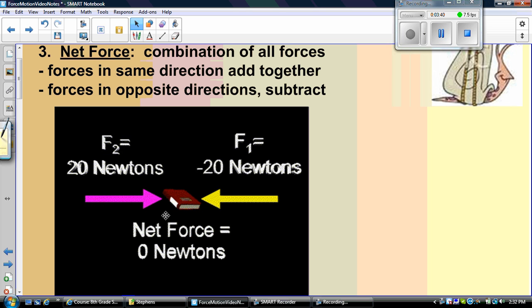If you look at this example, we've got 20 newtons of force being applied to the book to the right. Then we have 20 newtons being applied to the book to the left. Because these two forces are in opposite directions, we have to subtract. So it's 20 newtons minus 20 newtons, 0 newtons. That means if there is a 0 net force, this book is stationary. It's not moving.